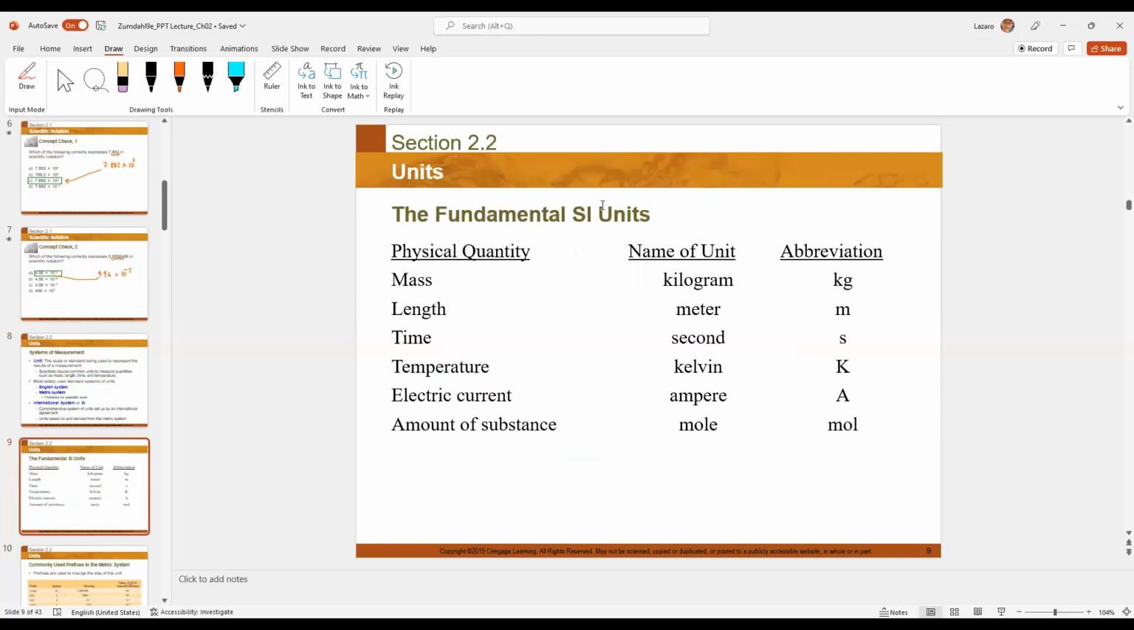In the international system, the unit of mass is the kilogram. For length, the meter. For time, the second. For temperature, Kelvin. For electric current, ampere. And for amount of substance, mole. Here is the abbreviation of these units.